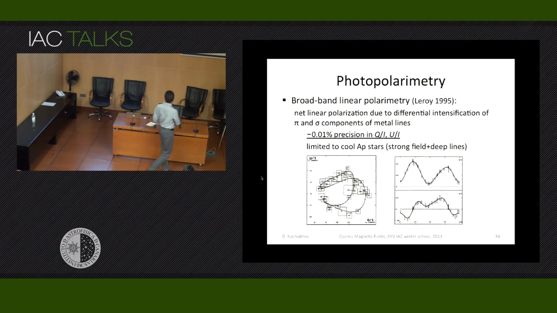And we get these kinds of curves. So this is a curve showing measurements as a function of rotational phase. So this is Q, this is U, or sometimes measurements are plotted as U versus Q.